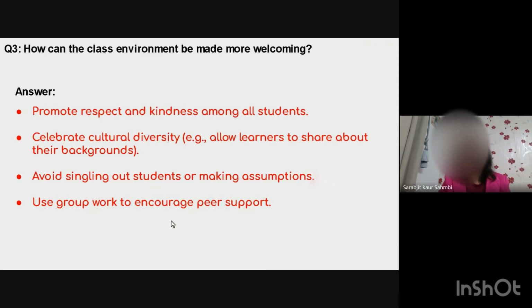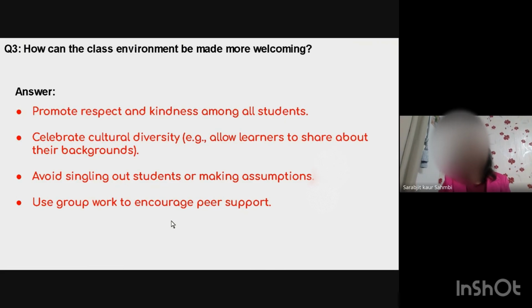Celebrate cultural diversity. Allow learners to share about their backgrounds. If at some point you're teaching and they start telling you something about their culture, listen to them. This will also help them engage with your lesson.